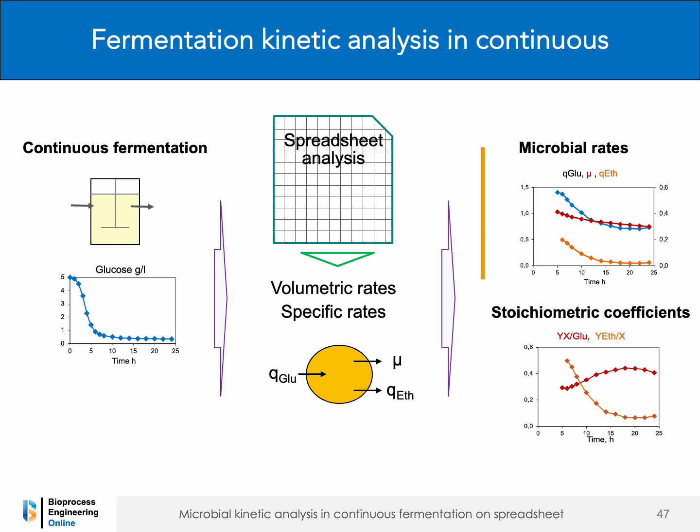This kinetic analysis reveals how microbial activities change over time as the sugar concentration decreases. It also allows you to determine the stoichiometric coefficients, describing how sugar is converted into biomass and into excreted metabolites. Altogether, continuous fermentation provides a powerful framework for understanding the metabolic strategies of microorganisms under steady, substrate-limited conditions.